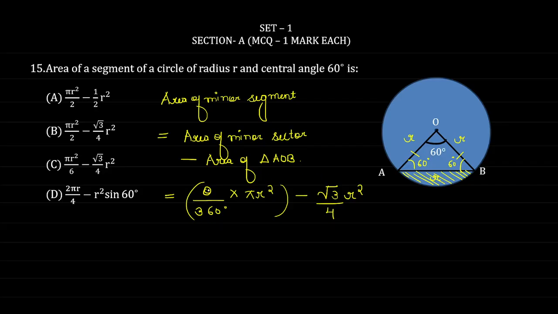Correct? Now this is 60 degrees that is given to us. So 60 divided by 360 becomes 1 by 6. And the answer will be pi r square divided by 6 minus root 3 by 4 r square. Do we have that in the options? Yes, we have that in option number C.